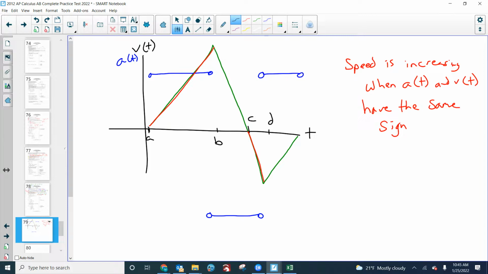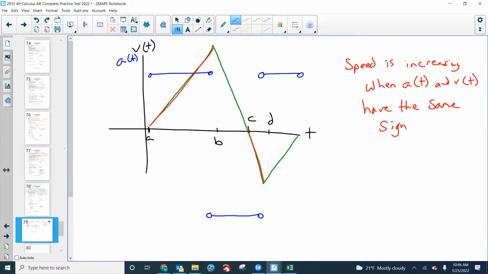Then my velocity is positive and getting closer to 0. Oh, I'm slowing down. Okay? Then my velocity is negative and getting more negative. Negative 2 feet per second, negative 3 feet per second, negative 4 feet per second, negative 10 feet per second.